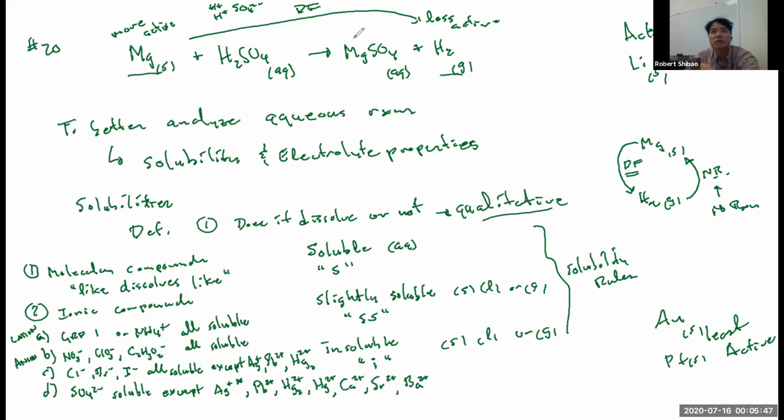However, magnesium sulfate turns out to be soluble. So magnesium sulfate is one of the exceptions to the rule here. One of the rules is that sulfates are soluble. However, if it was calcium sulfate, forget it. Calcium sulfate should have an S here, not an AQ, because it's insoluble, so it remains a solid. Whereas magnesium sulfate is a solid salt that dissolves in water, so it gets the AQ here.